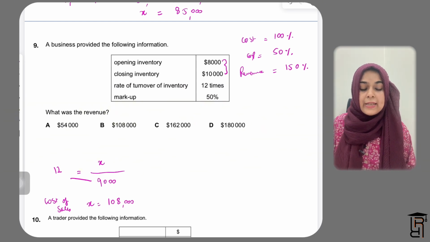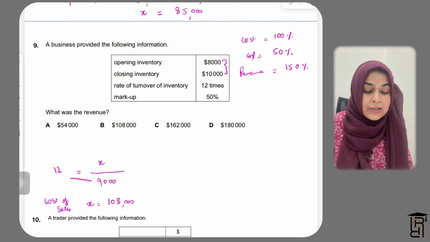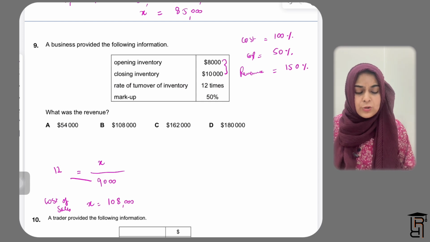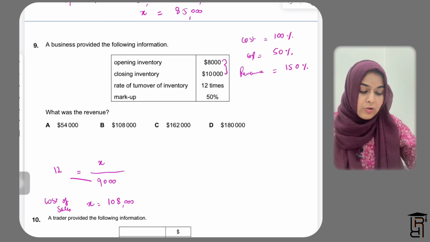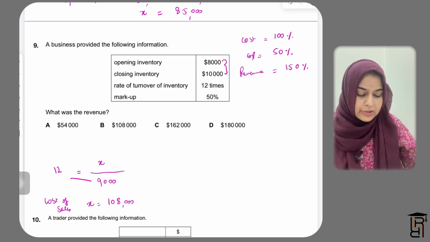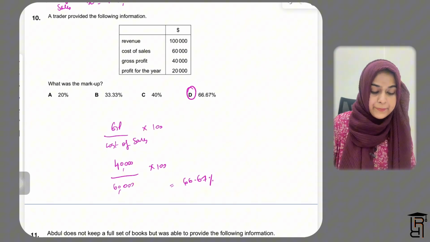Okay, the next question says a trader provided the following information. What was the markup? Now they are asking you to find out markup, but I told you markup is gross profit divided by cost of sales multiplied by 100. This was the formula for markup. Gross profit here is 40,000 divided by cost of sales, which is 60,000, multiplied by 100, which gives me 66.67%, which is my answer. The answer in this case is D.